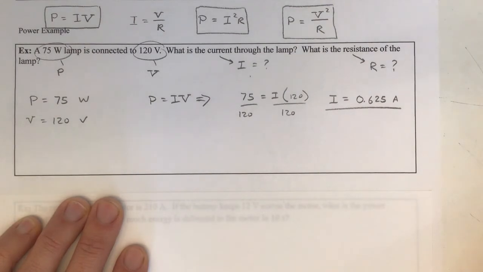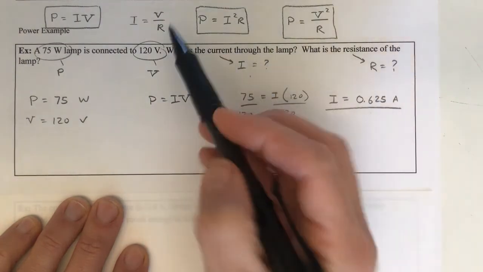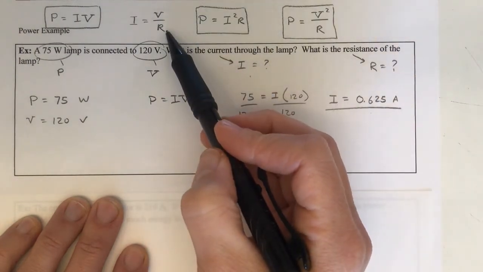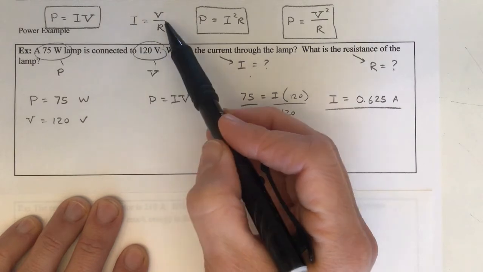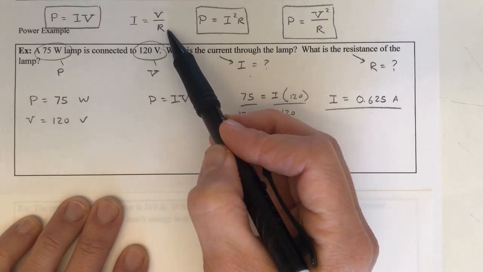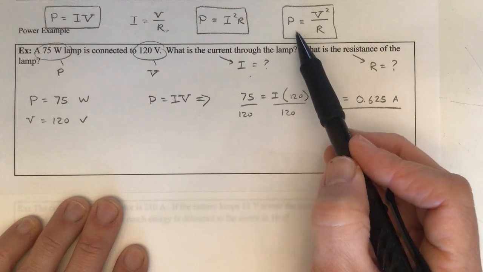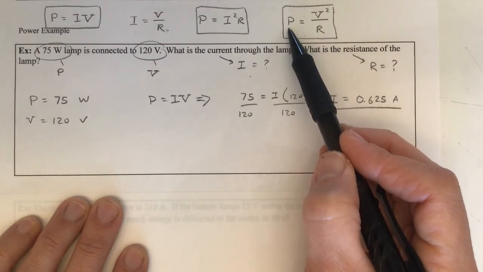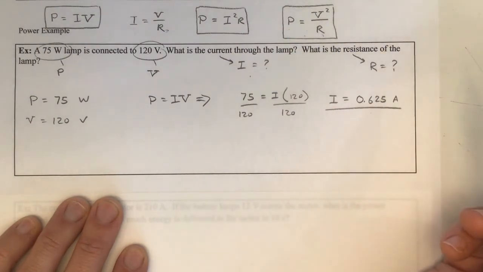And then the second part, what is the resistance? You can do a couple different equations for this. Now that you know the current, you could use Ohm's law. You could say that your current of 0.625 is equal to your voltage of 120 divided by your resistance. Or you can say, I'm just going to go straight to this equation because I knew my original values. So 75 watts is equal to V squared divided by R. It's kind of up to you.